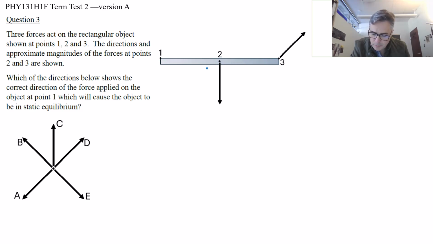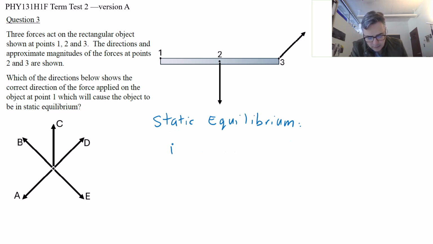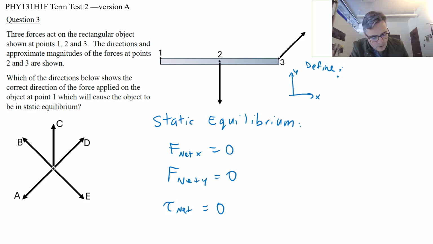Three forces act on a rectangular object shown at points 1, 2, and 3. The directions and approximate magnitudes of the forces at points 2 and 3 are shown. Which of the directions below show the correct direction of the force applied on the object at point 1, which will cause the object to be in static equilibrium? Static equilibrium is that F net x equals 0, F net y equals 0, and the net torque equals 0. So we can define our xy axes, y up, x to the right.